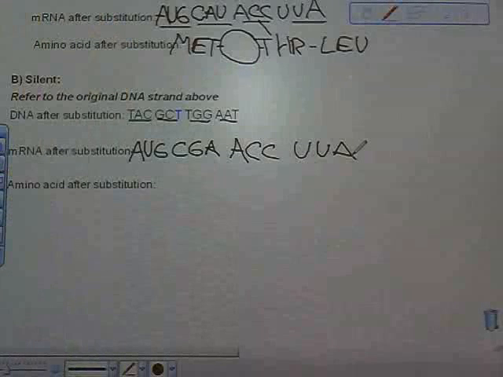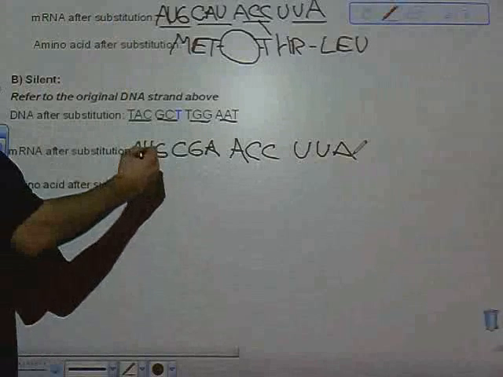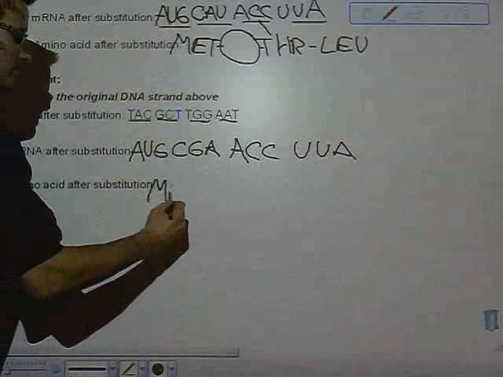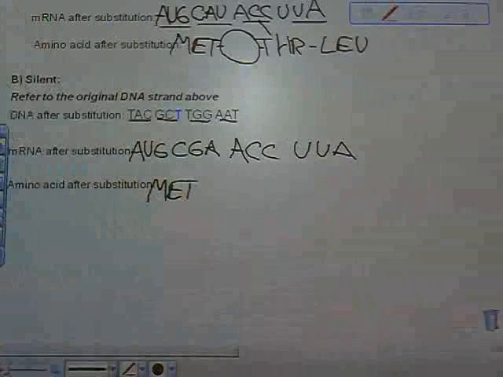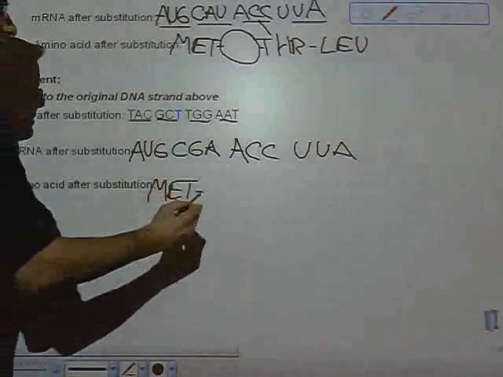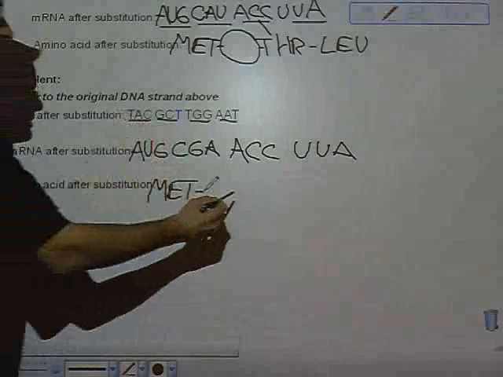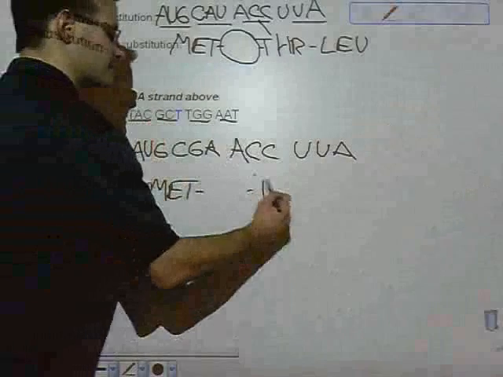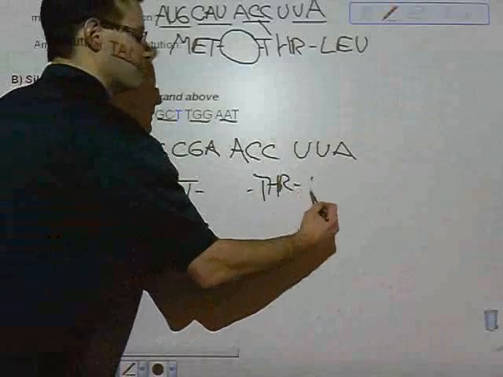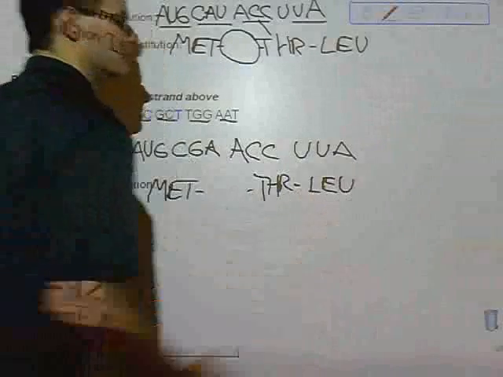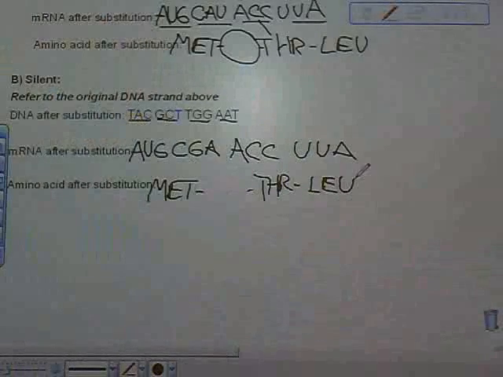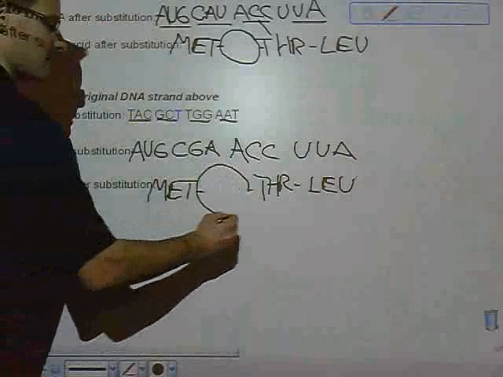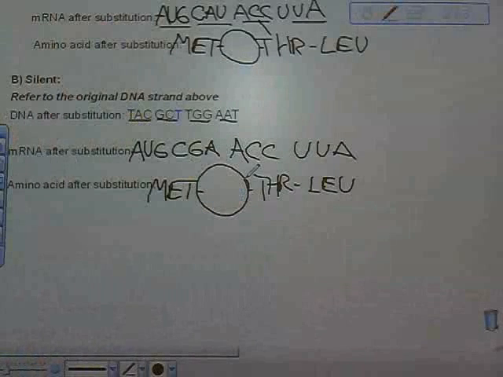So, we go to our amino acid sequence after the substitution. Again, AUG we already know. CGA is our silent mutation. I'm going to leave that blank. ACC we know is threonine. UUA we know is leucine. So let's take a look at this one, or why don't you take a minute, pause the video, and see if you can figure that one out.